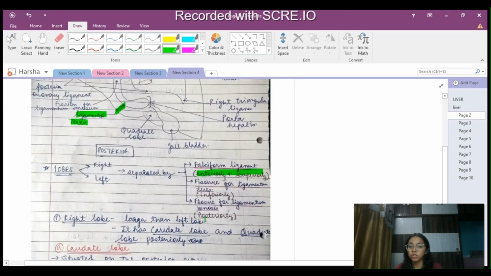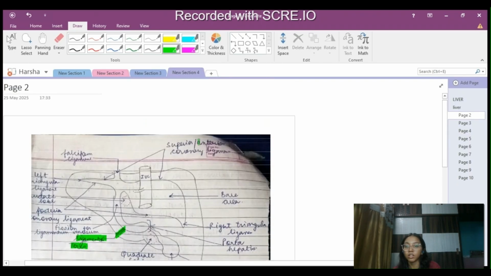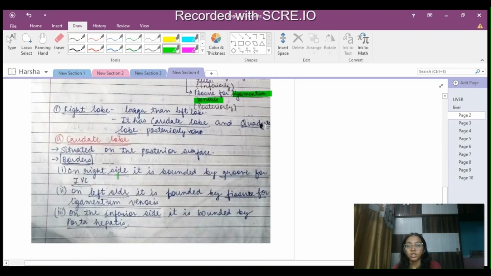And lastly, posteriorly, the left and the right lobes are separated by the ligamentum venosum, which is also an intrauterine remnant that is modified in the body. So this is the fissure for ligamentum venosum, which is separating the right and the left lobe posteriorly. Clear? Then the right lobe is larger than the left lobe, obviously.